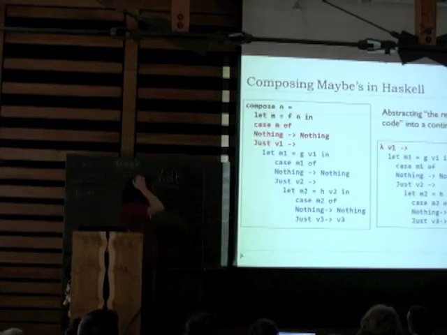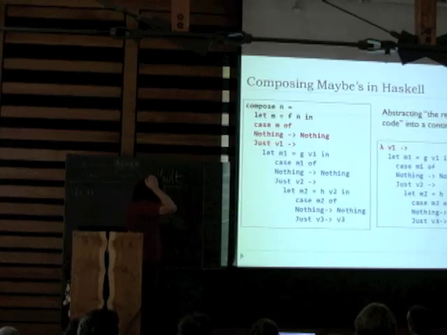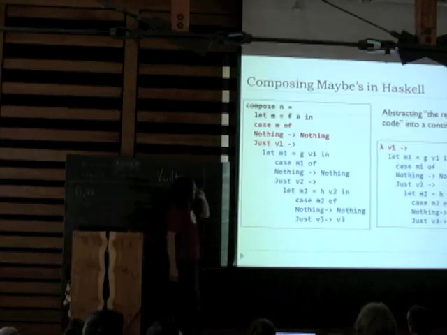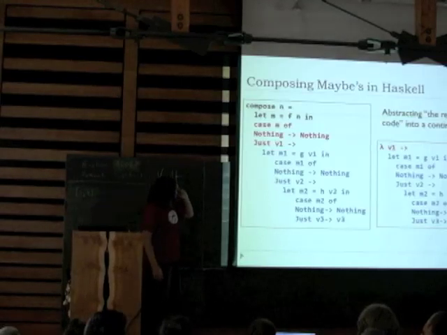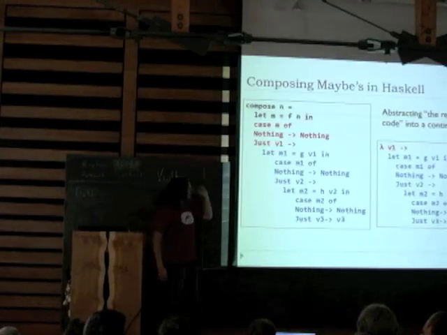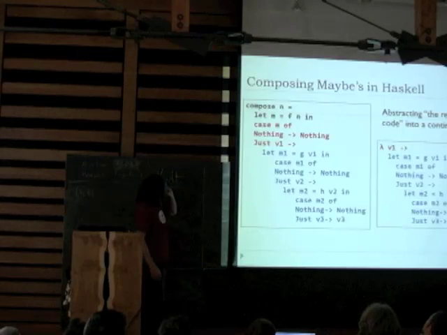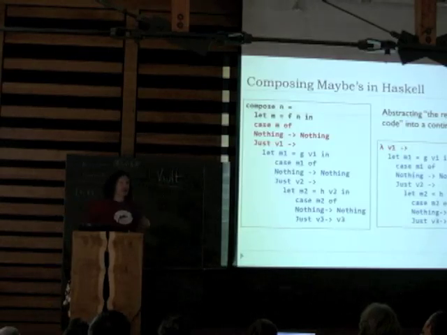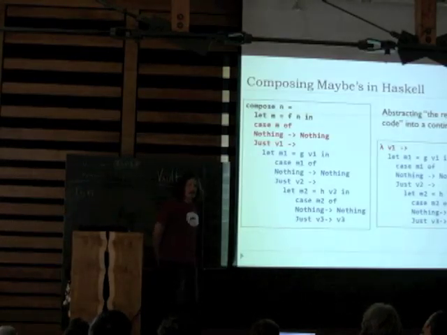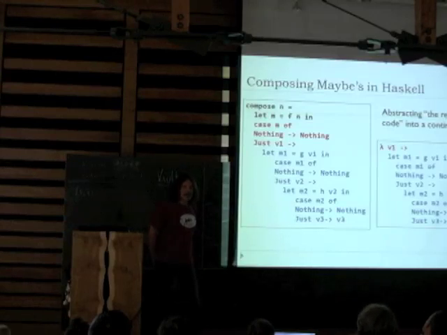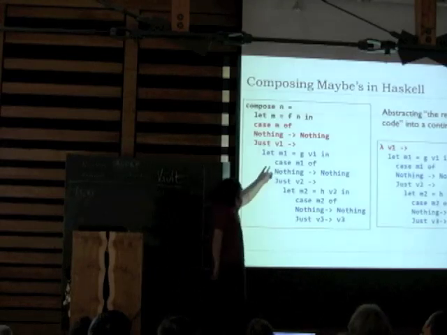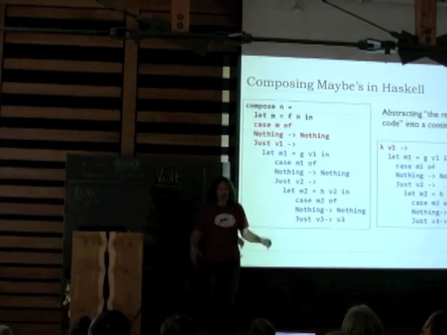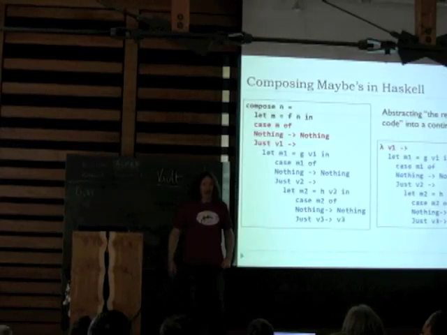So what does this function do? Well, it takes M as an argument. It pattern matches it. If it finds nothing, it returns nothing. But if it finds just, then what does it do? It executes the rest of the code with this value from inside the just.